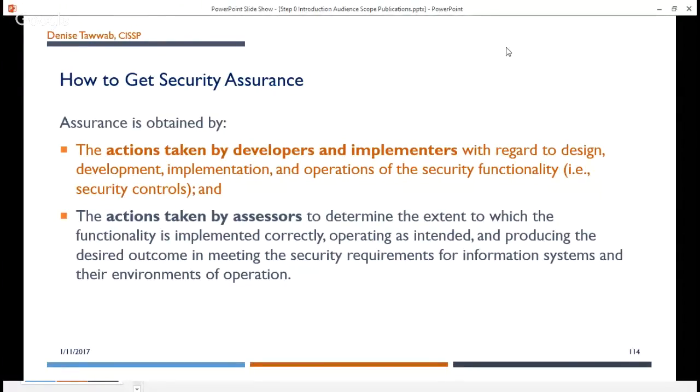And assurance is obtained by the actions taken by assessors to determine the extent to which the functionality is implemented correctly, operating as intended, and producing the desired outcome in meeting the security requirements for the information system and the environment of operation. So you get your security assurance by how well the developers and implementers design, develop, and implement the security functionality, but also by the actions taken by your assessors who determine whether those security controls were implemented correctly and are working the way they're supposed to work.